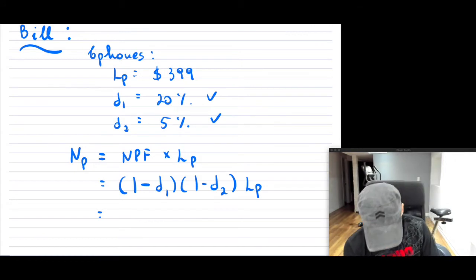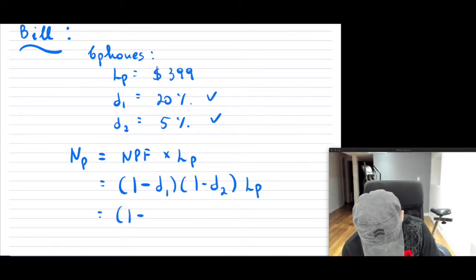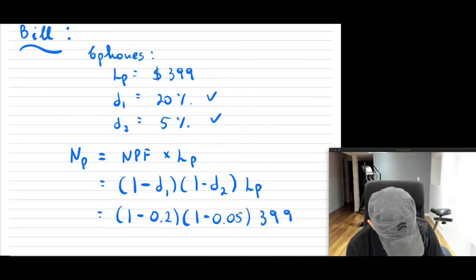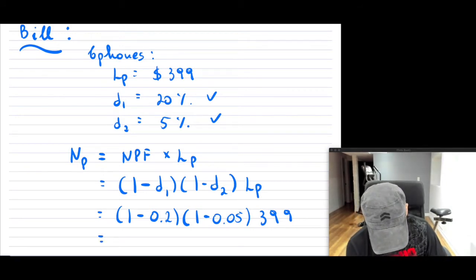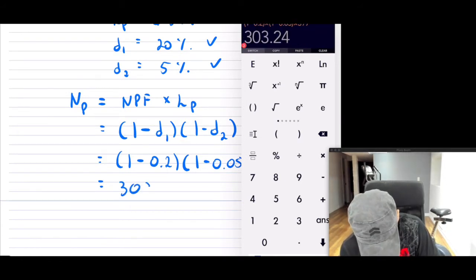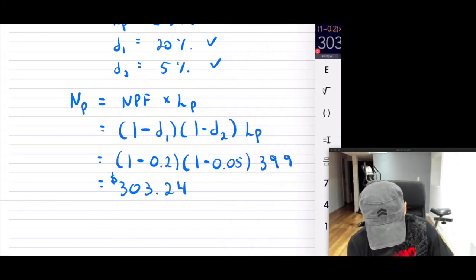So let's substitute everything back in. So this would be 1 minus 20%, 1 minus 5% times my list price. That is how much I would pay for one phone. So let me substitute this in. 1 minus 20% times 1 minus 5% times $399. So one phone after the trade discounts costs me this much.